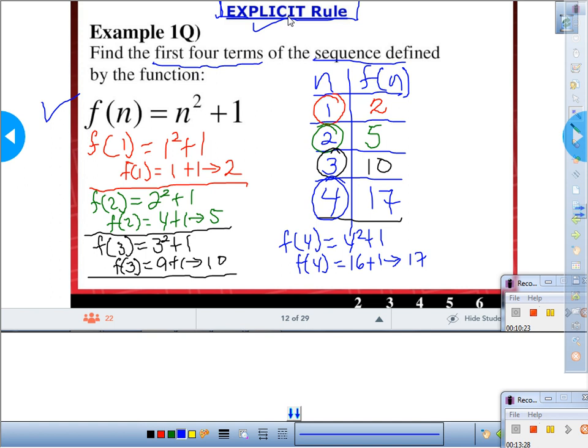So that's why the explicit rule, I believe, is probably the easiest one that we can think of. Okay? Why is it called explicit? Because they give us the rule every time, and every time might be a different rule. So this was example 1Q. So look at the next example. Look up.